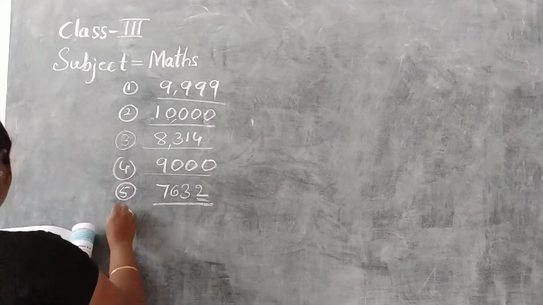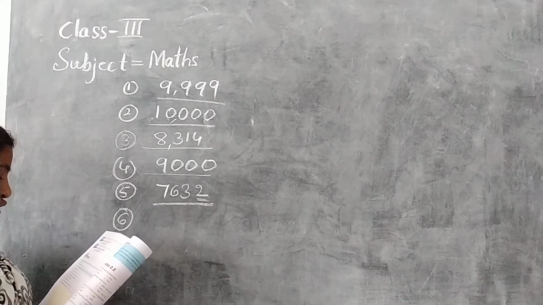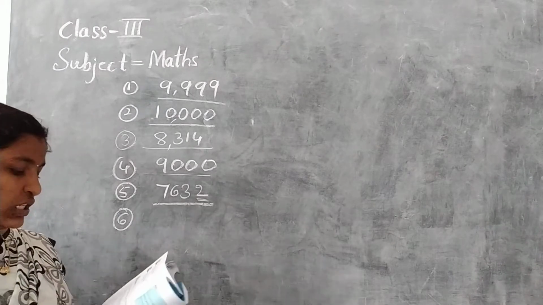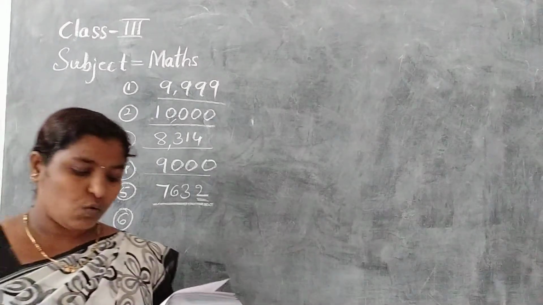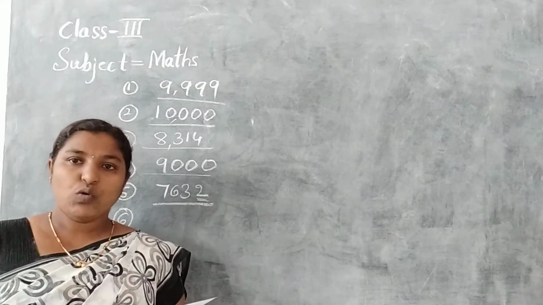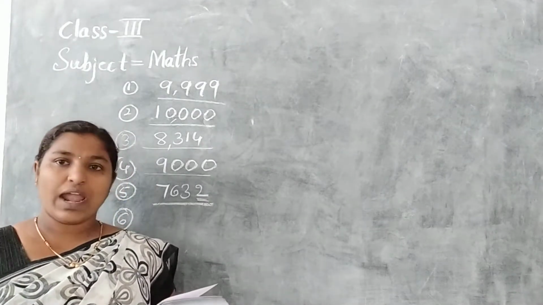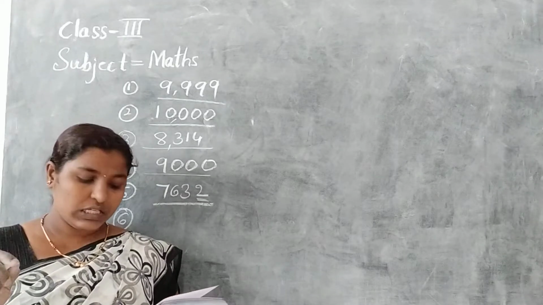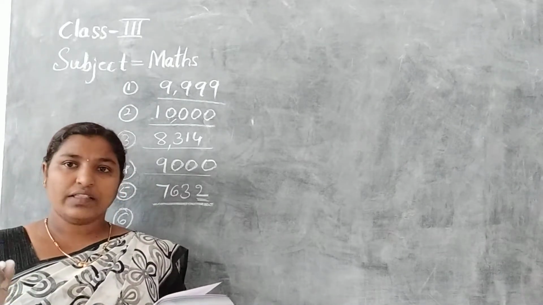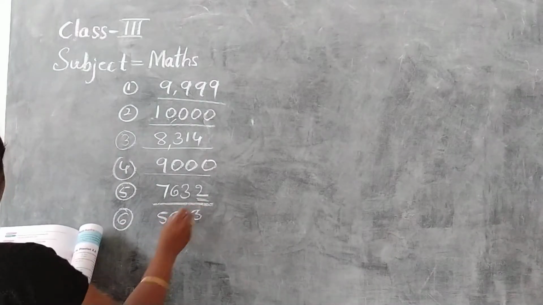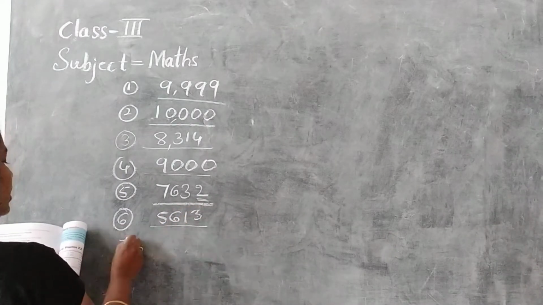Sixth one, the odd number out of 1,234, 5,630, 8,188. Out of these three, there are two even numbers, as 4 and 8 are there in the ones place. Only one, that is 5,613, is the odd number.